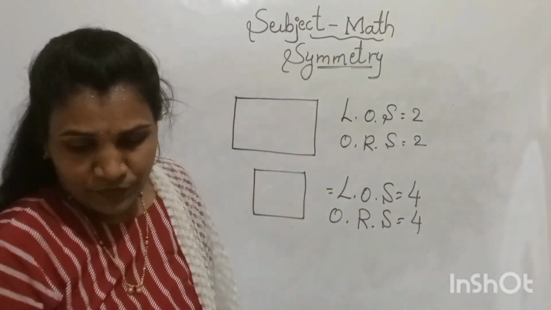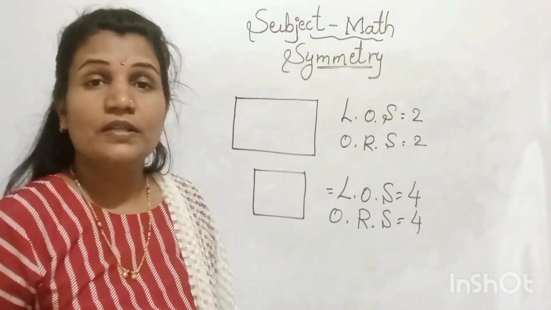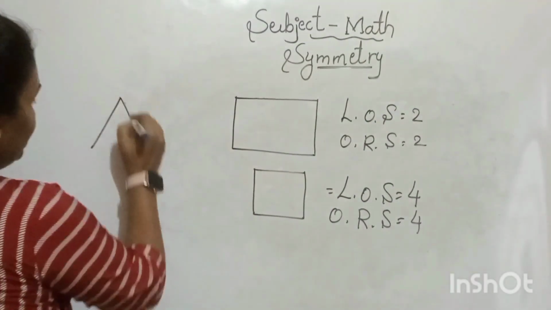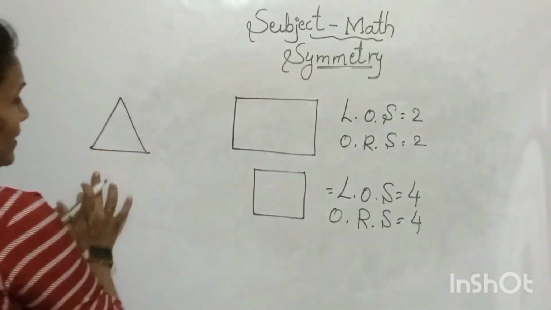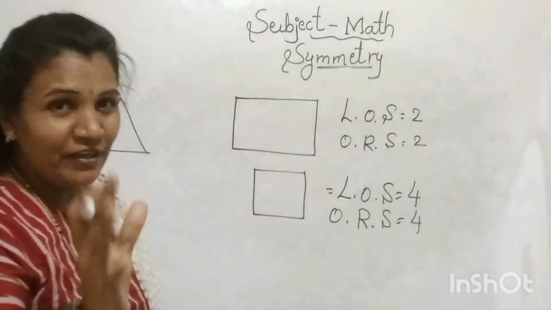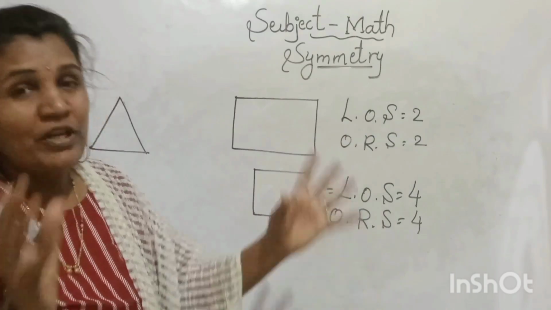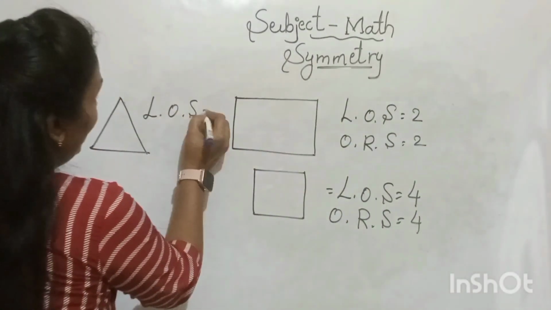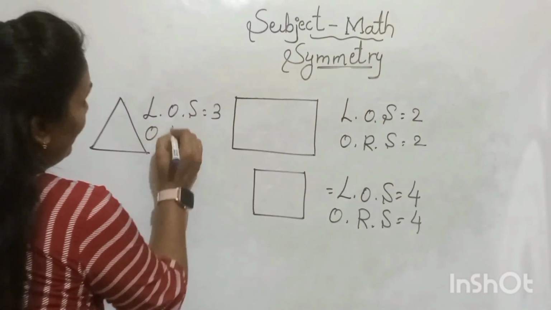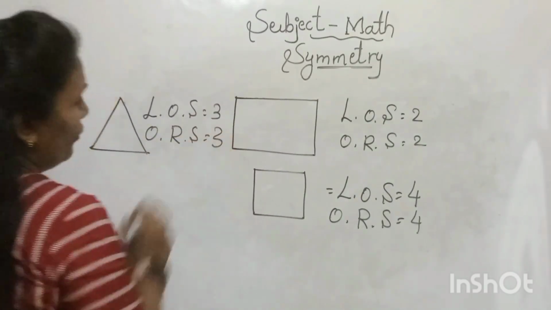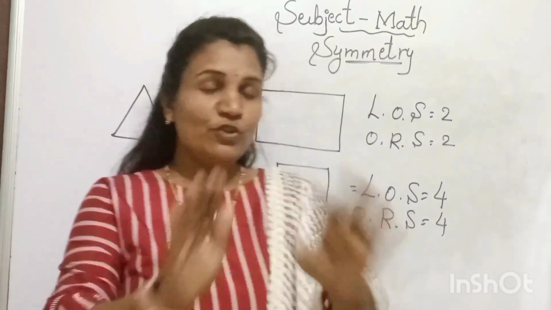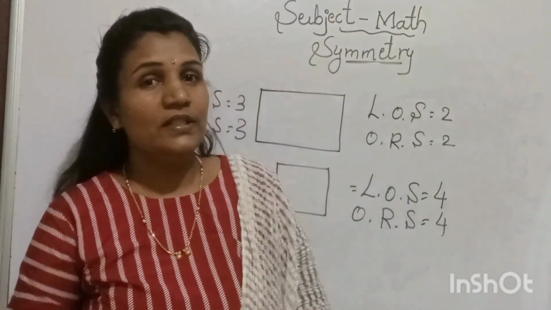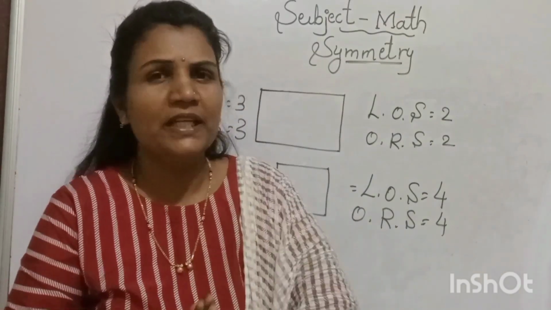Now, we'll take this triangle. By seeing its shape only we can tell. Lines of symmetry 3 and the order of rotational symmetry also 3. Lines of symmetry 3, and on the same line order of rotational symmetry also 3 for the triangle. Just keep in mind, lines of symmetry, and order of rotational symmetry around 360 degrees.